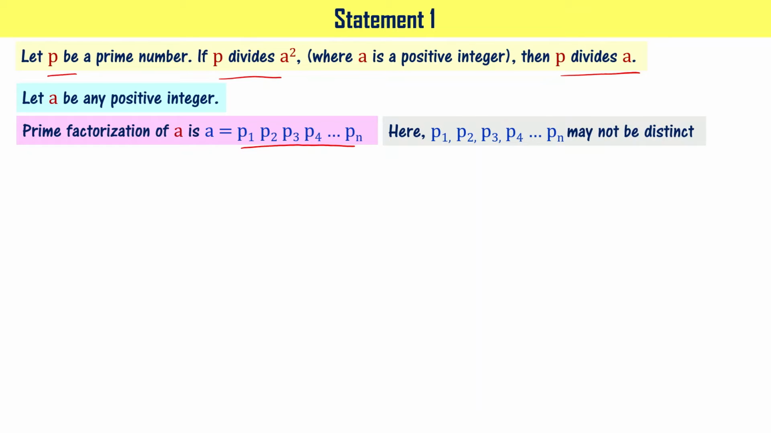Here, P1, P2, P3, P4 up to Pn may not be distinct. They can be same also. In the case of 210, we have seen 2, 3, 5, 7. All these numbers are different, right? For example, you want to write 9. 9 can be written as 3 times 3. The P1 and P2 in this case are same, right? So that is what we are saying. We say that it may not be distinct. It may be distinct or may not be distinct, but we simply say that it may not be distinct.